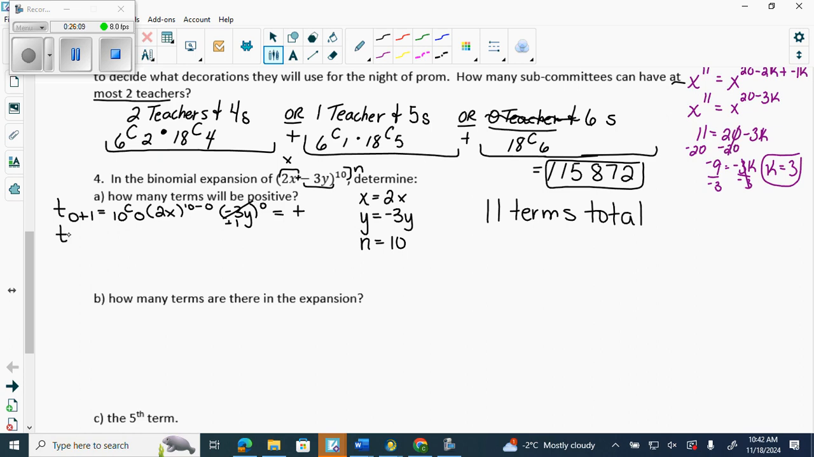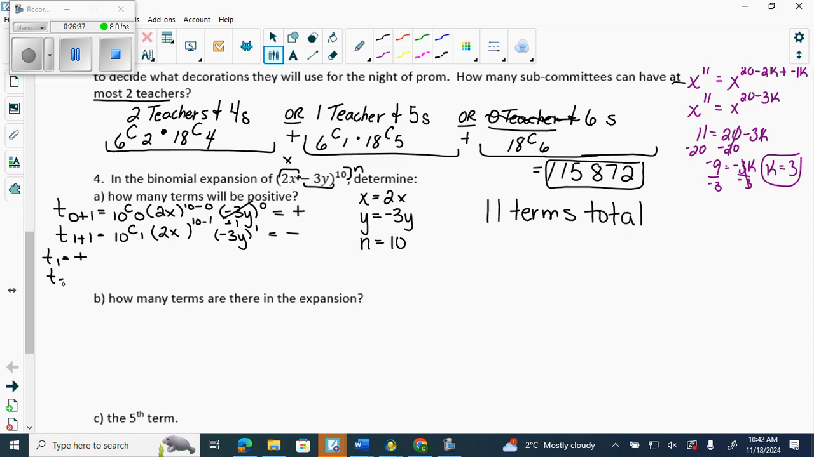Let's look at the next one. If I want term 2, it's going to be 1 plus 1, which is 10c1. This can't make it negative. Only this can make it negative. Negative 3y to the 1. What's negative 3 to the 1? Negative 3. So it's going to become negative. Then we're going to get negative 3y to the 2, which is positive.